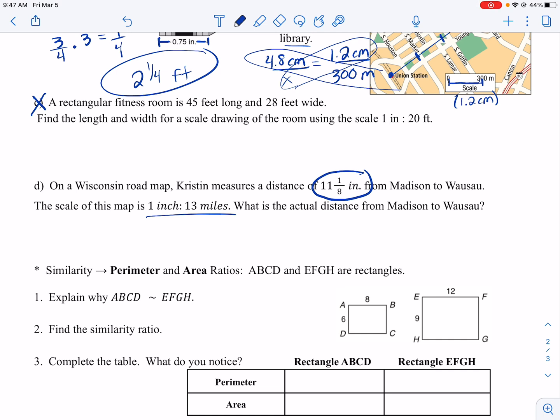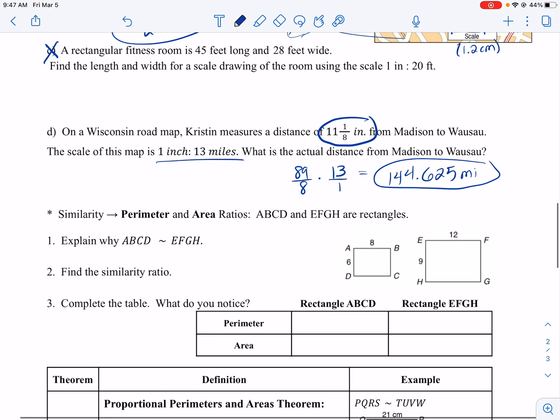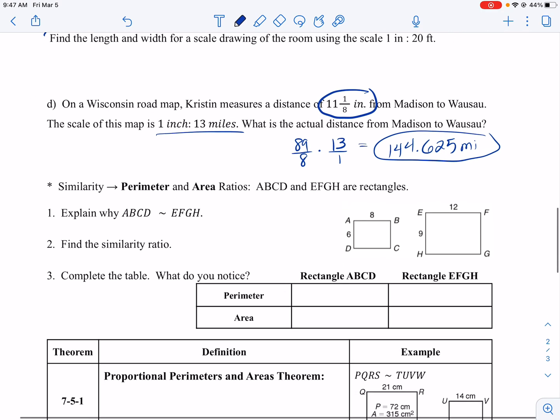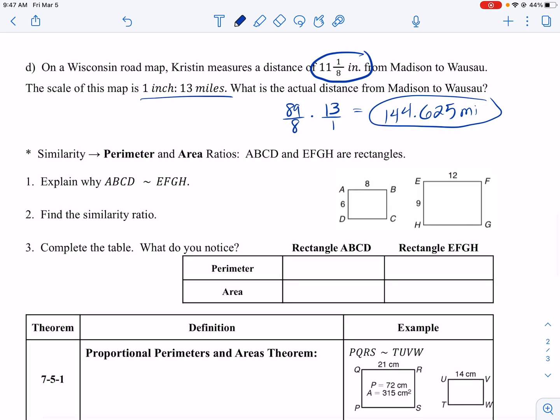Okay, quick calculation here. I'm going to write this as an improper fraction, which is 89/8. Just multiply 11 1/8 inches by your scale factor of 1 inch for 13 miles, so just 13/1. And this gets us 144.625 miles. You could have written 144 5/8 of a mile, but that's perfect right there. Okay, using scales on maps, scaling up or down.